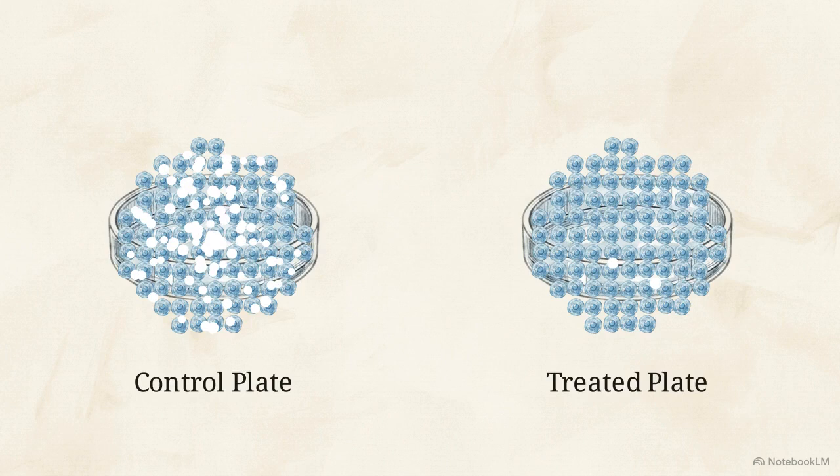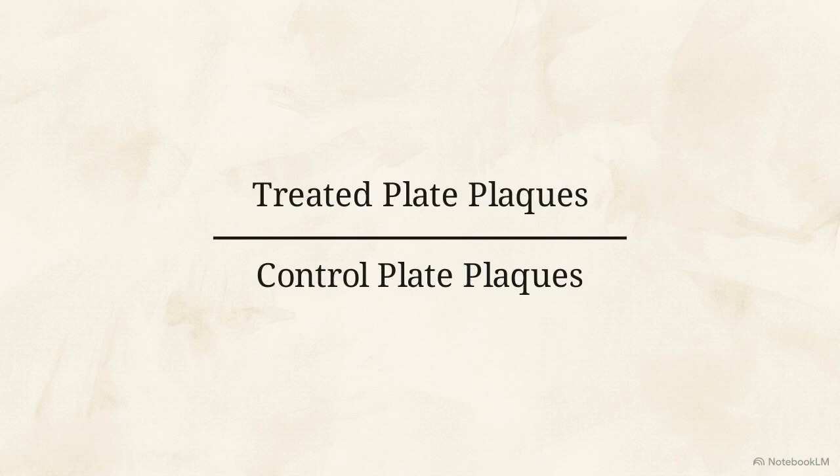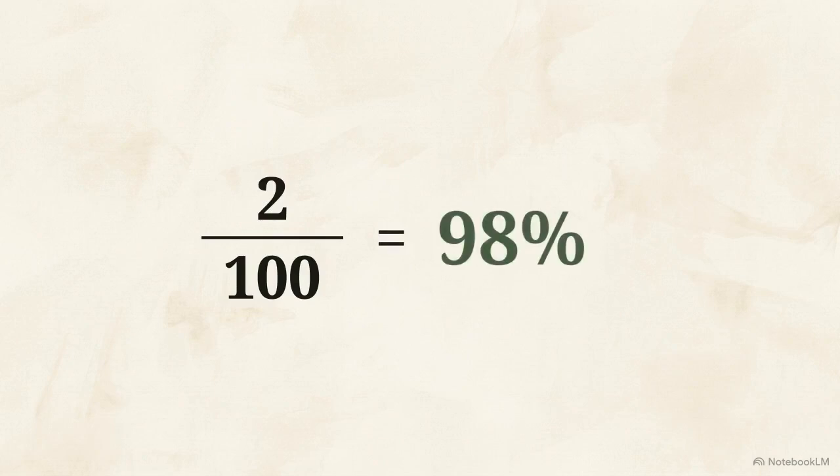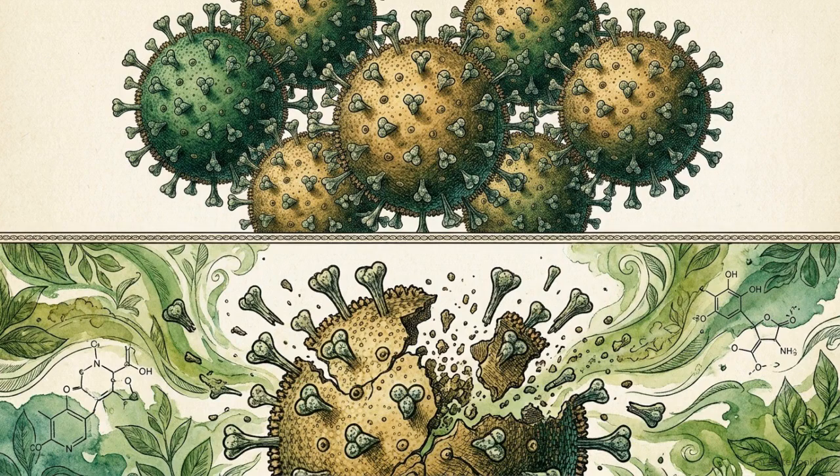We divide the number of plaques on the treated plate by the number on the control plate. This simple math provides the exact percentage of viral inactivation. If the plaque count drops from 100 on the control to just 2 on the test plate, you have 98% inactivation. That dramatically lower number mathematically proves the natural extract acts as a direct, effective antiviral.